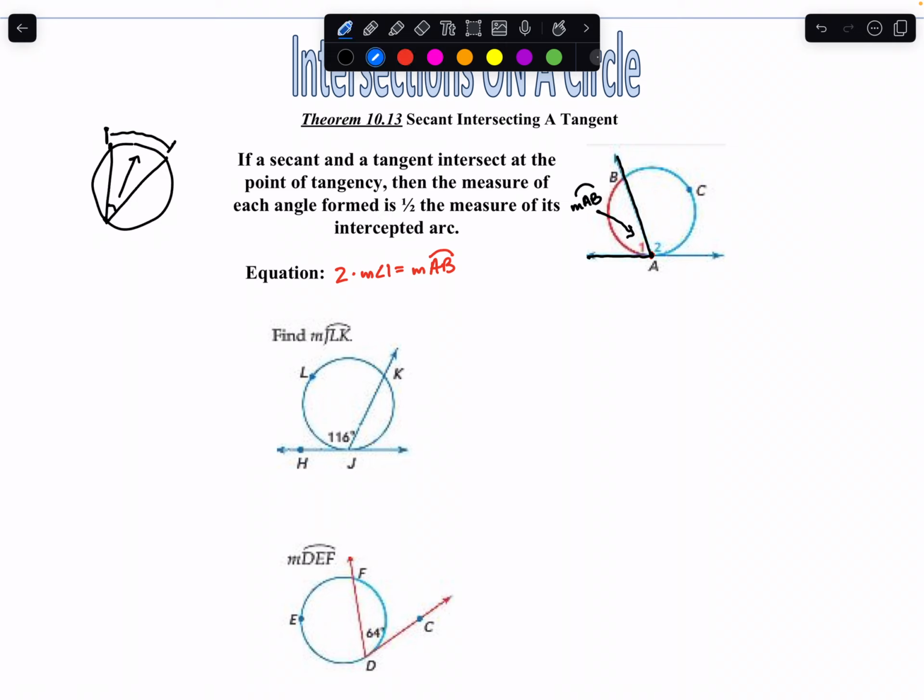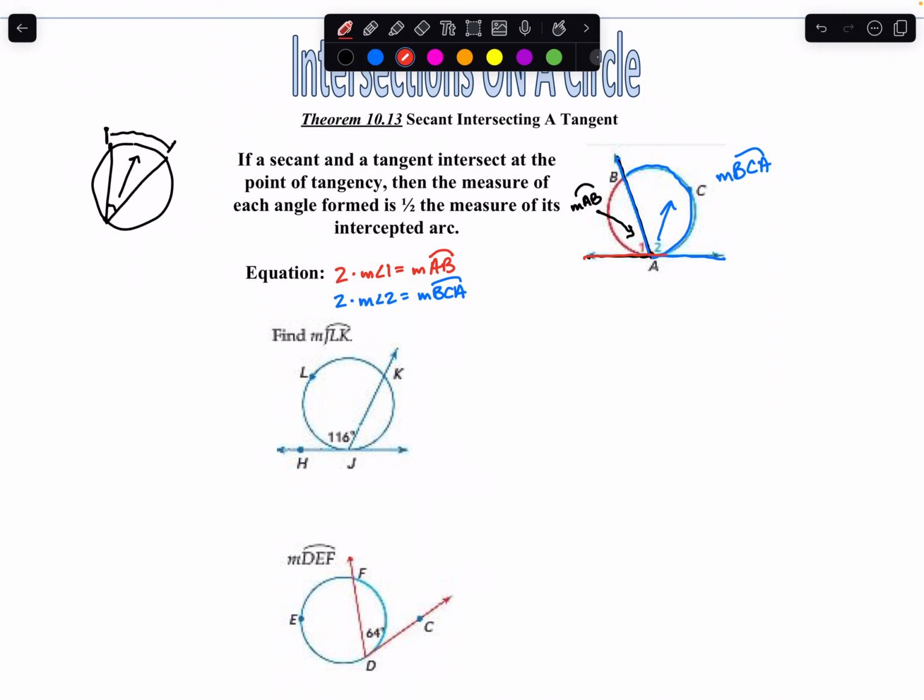Similarly, on the other side, I have angle 2. Angle 2 opens up to the right side, which means that if I multiply angle 2 times 2, I should get this other component, BCA. So 2 times the measure of angle 2 should give me the measure of the other arc, BCA.